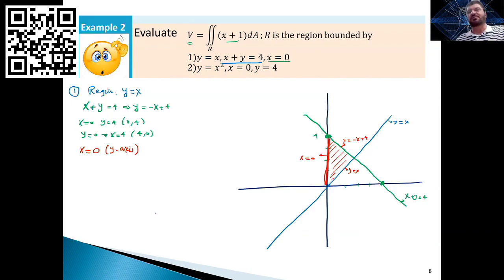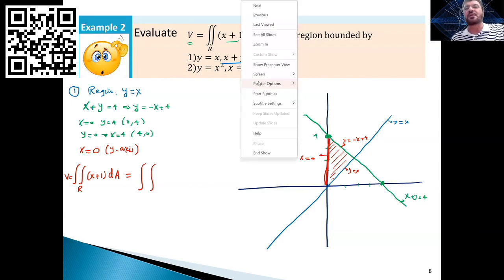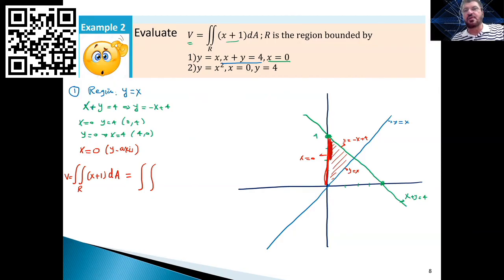Now we need to integrate. So he says integrate, find the volume, equal integration over the region of x plus 1 dA. All right, now let's find what kind of region that is. The best is to take it as a region of type 1. So look what I'm going to do now. I will take a sector. Imagine this is the light. The light is going to start from here, and it will keep on moving till it finishes where? Here, right?